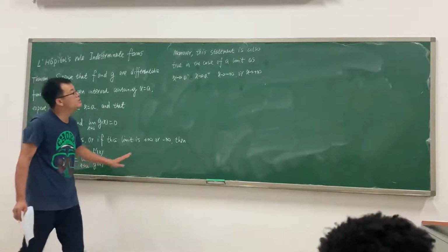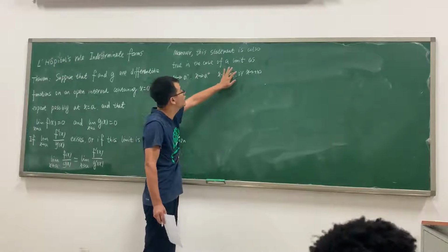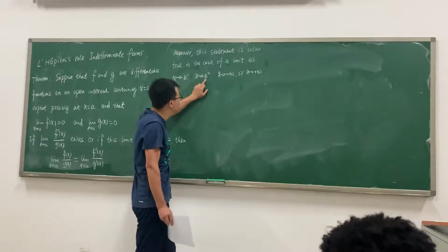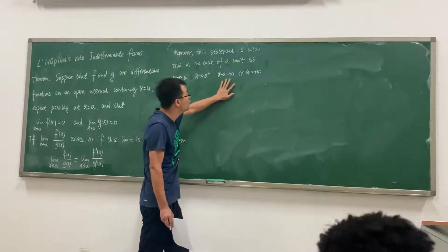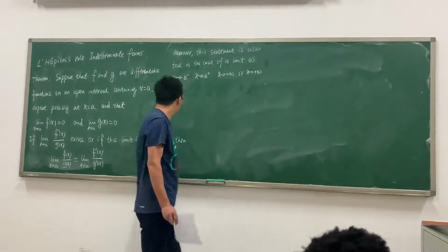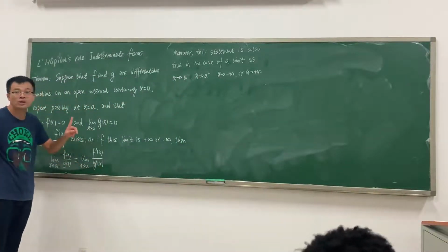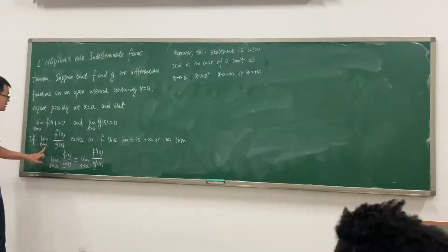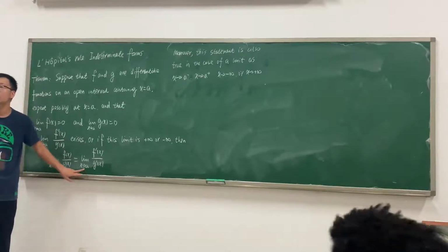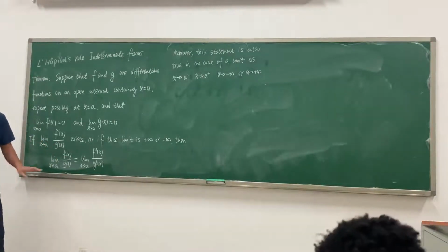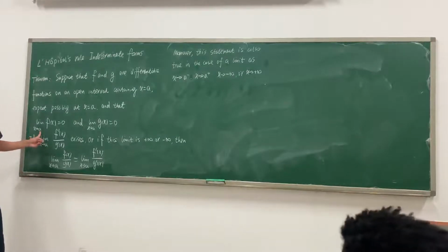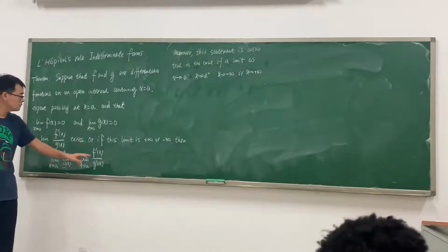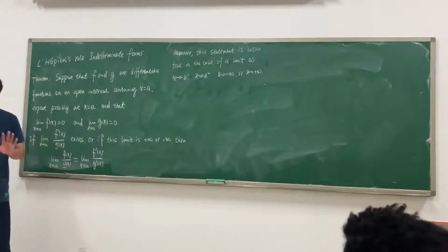Moreover, this statement is also true in the case of the limit as x approaches a minus or x approaches a plus, or x approaches minus infinity or x approaches plus infinity. So here x approaches a, we can change it to x approaches a minus or a plus. So a one-sided limit is also true. Or you can change a to x approaches plus infinity or minus infinity.